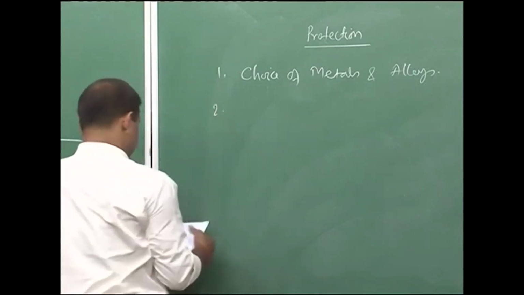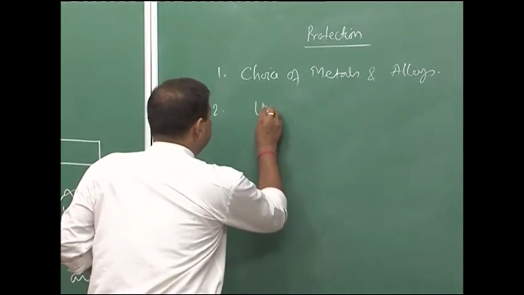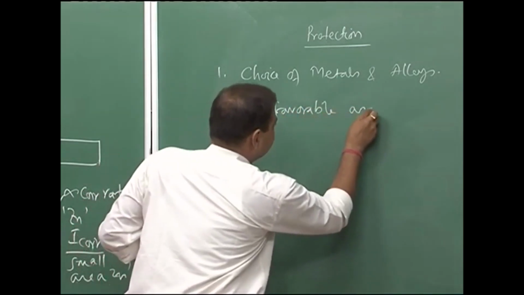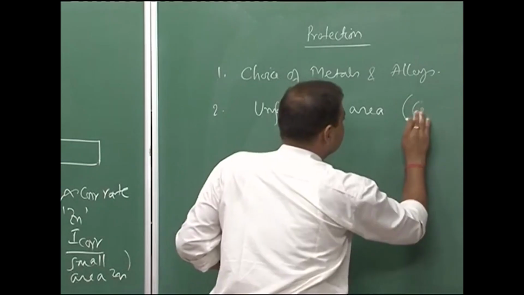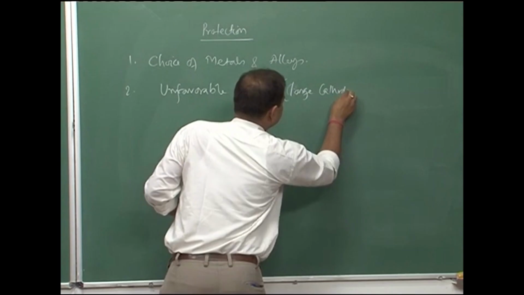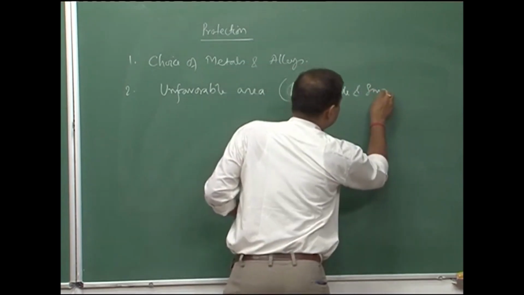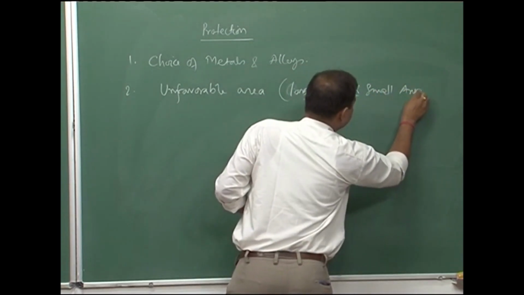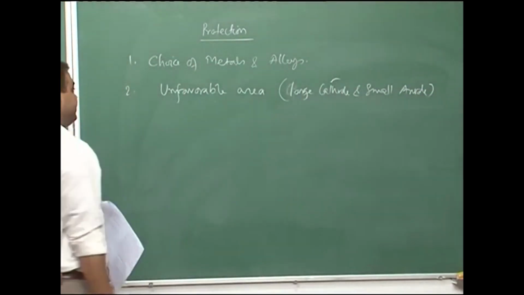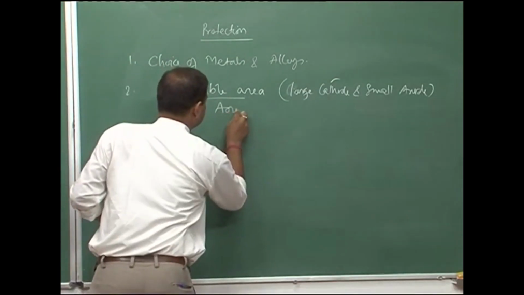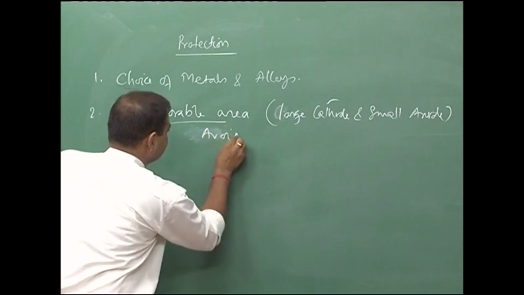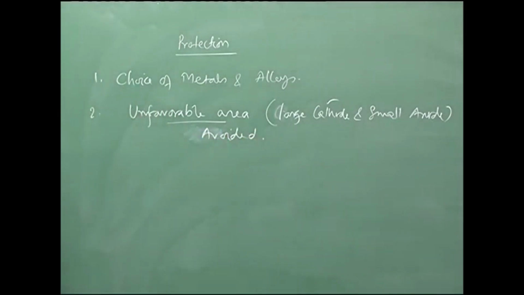Now, second is unfavorable area, that means large cathode and small anode. This unfavorable area is to be avoided.